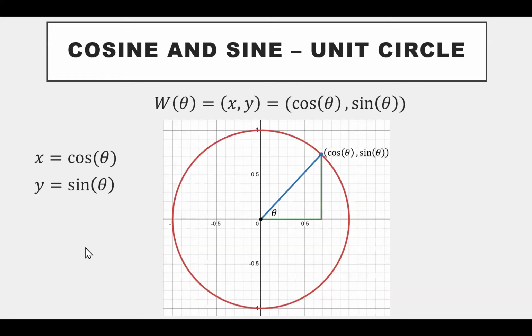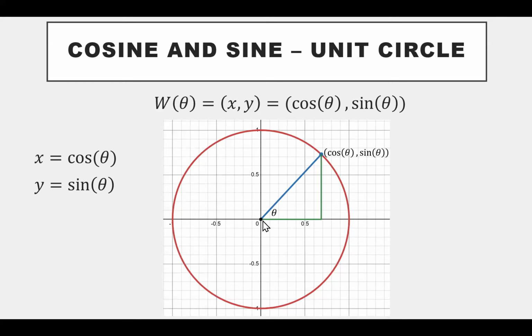It turns out with this wrapping function, we can define cosine of theta and sine of theta on the unit circle. Simply put, cosine of theta is the x value of the wrapping function, and sine of theta is the y value of the wrapping function on the unit circle. So we get this picture here. Now, since cosine of theta is the x value, it is also the distance from the origin to this right angle here on the unit circle. And since the sine of theta is the y value, it's the distance from this right angle up to the point on the unit circle.